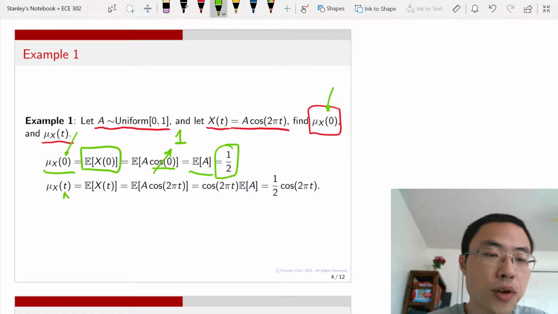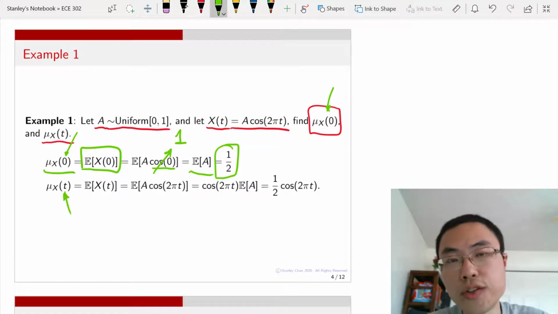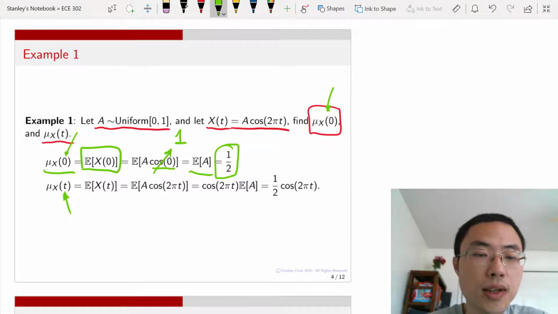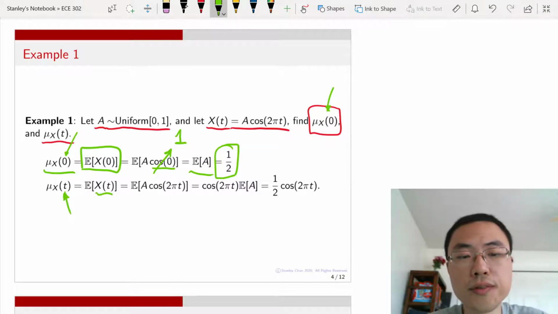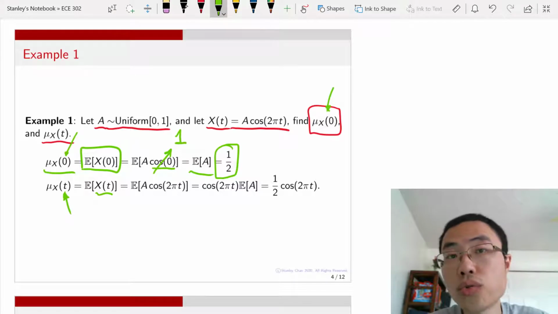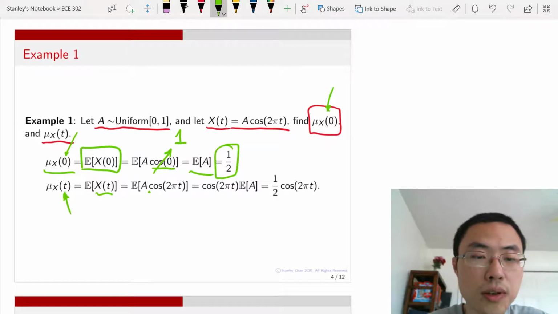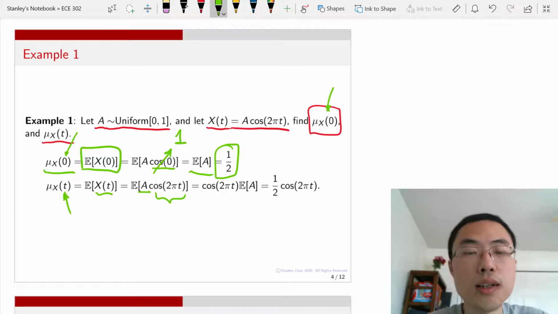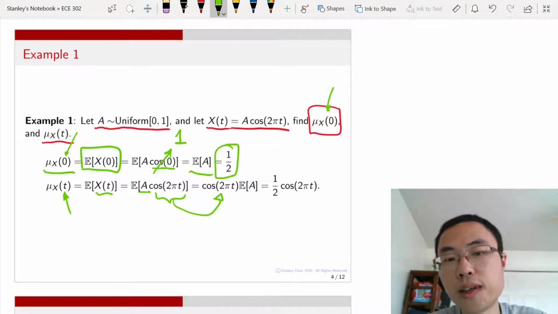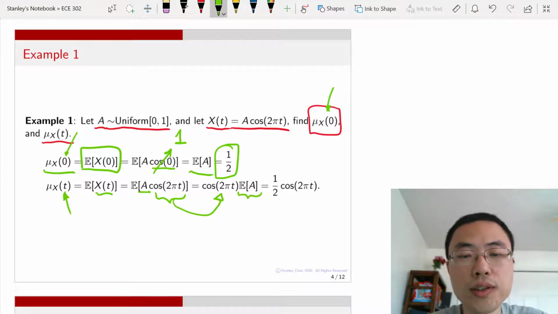But if you want to look at a general time instant t, then you're taking the expectation over this x of t. But that's naturally not too terrible because here you have this a times cosine 2 pi t. This cosine 2 pi t has nothing random compared to the a. So this cosine 2 pi t can be pulled out from the expectation. And so now you're just taking the expectation over the a.